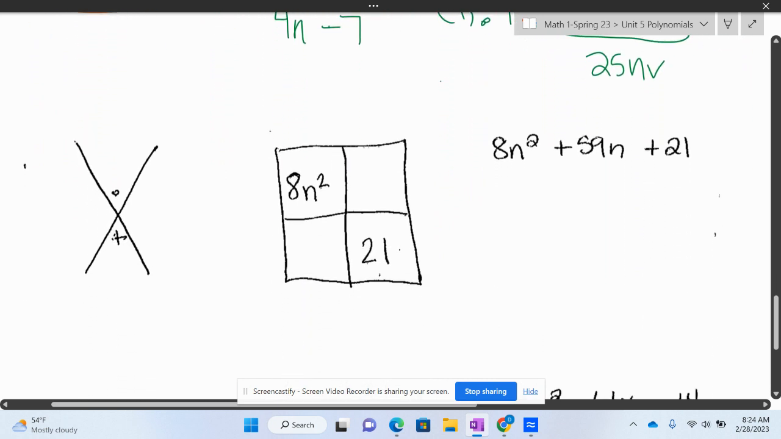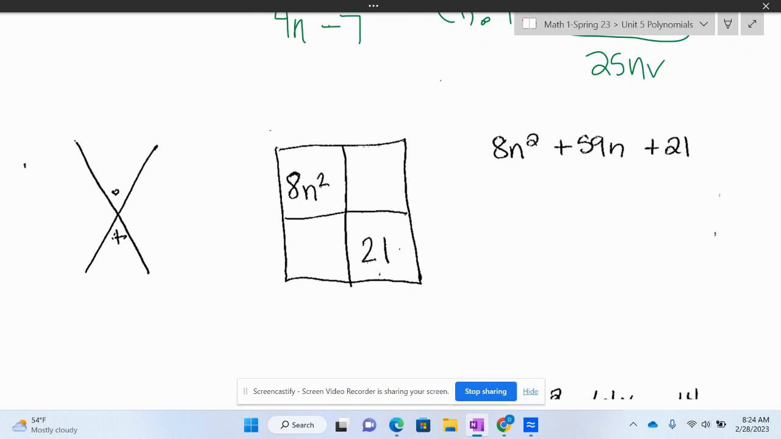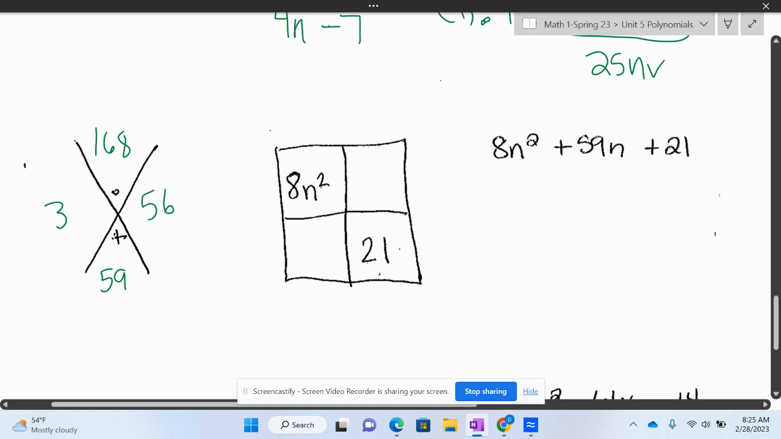So let's see. This should be number 13, I think. What are we putting on the sum side? What are we putting on the product? 168, a positive 168. And it has to add up to 59. And I haven't done these two yet. So y equals 168 divided by x, right? And I'm looking for a difference of 59. 3 and 56, a positive 3 and a positive 56.